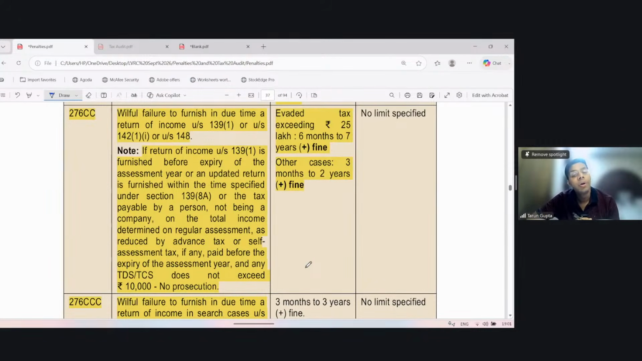Okay. If you have furnished a return of income by the end of the assessment year, or if you have furnished an updated return within the provision of 139(8A), or if the tax so assessed in your case is up to 10,000, then even if there is a provision for prosecution for non-filing of return of income, such provision shall not be attracted in your case. Clear?